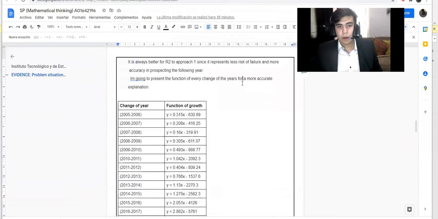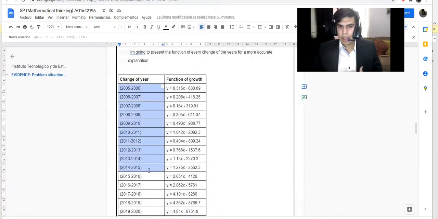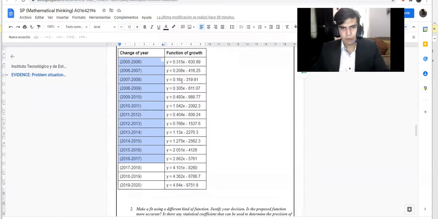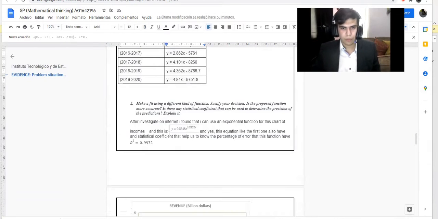Okay, we're going to see the functions of the change of every year. From 2005 to 2006 there is a change, and the same in all the following years. We have the function of growth of the year 2005 to 2006, 2006 to 2007, and all of them. We have them here to know their growth. And that leads us to the second question.